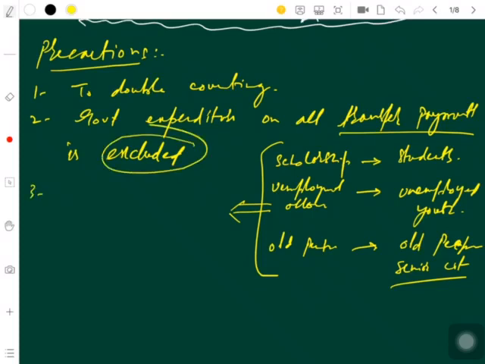Number third precaution is expenditure on purchase of second hand goods. You know, sale and purchase of second hand goods is not to be taken, while the brokerage and commission, etc., is to be taken on it. So dear students, here we are completed with the precaution part in its details.